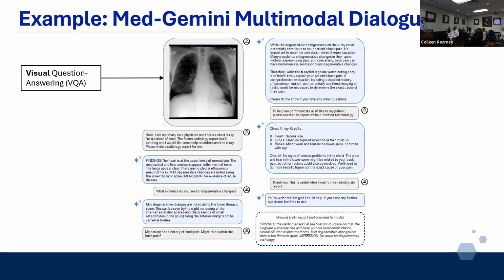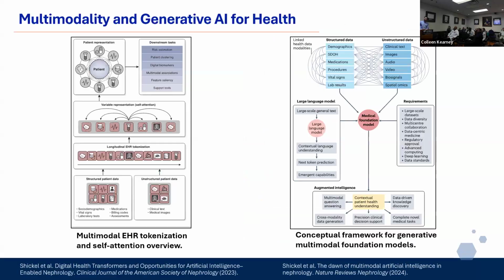But anyway, the model can look at images like this. It can describe findings, do the impression, simplify the language for the patient, things like that. I mean, lots of different applications, and this is just one of them.